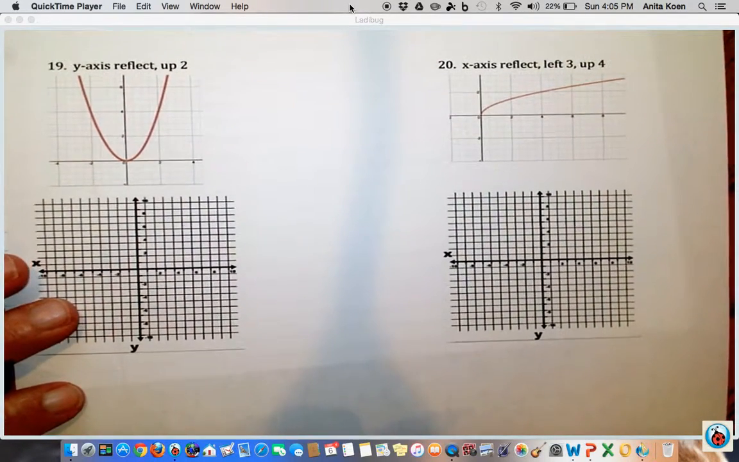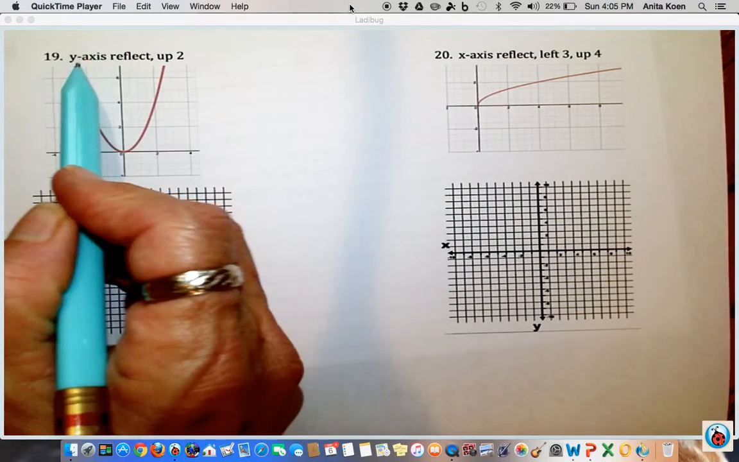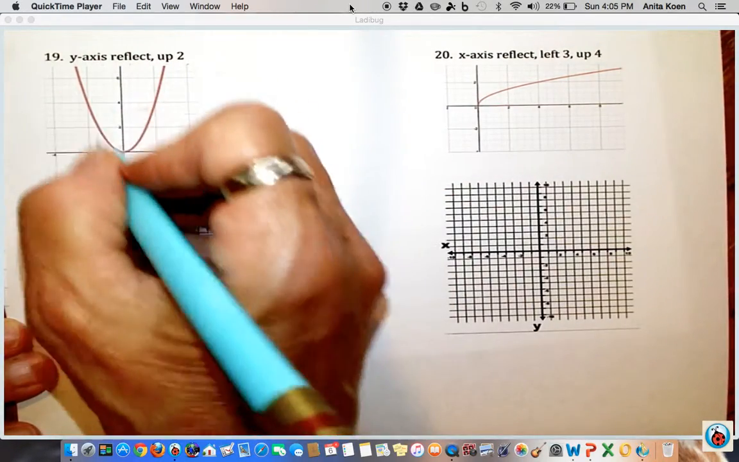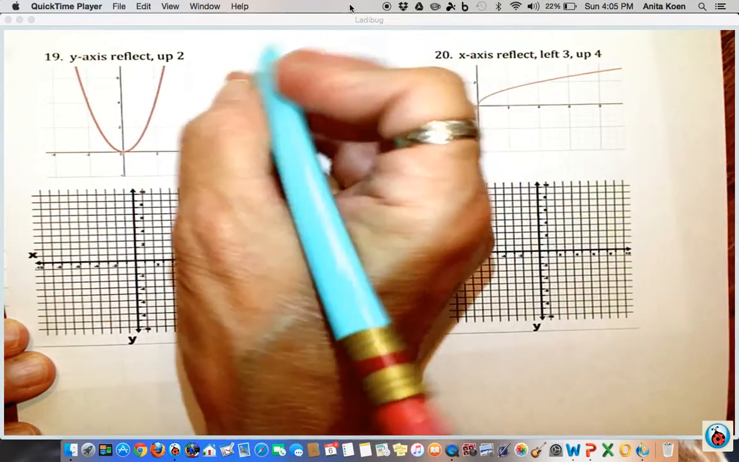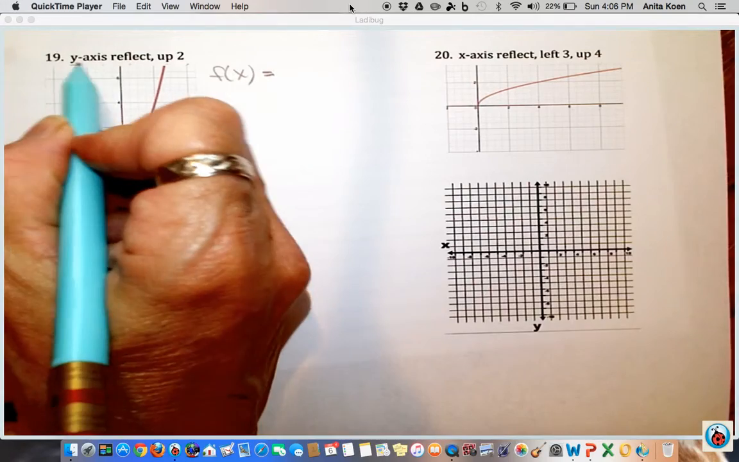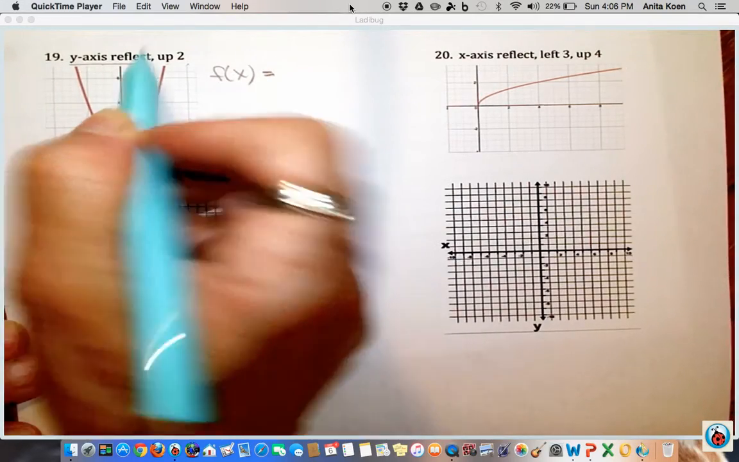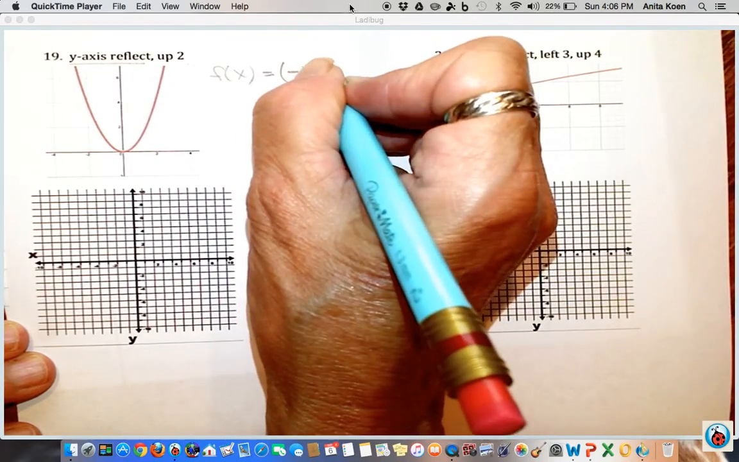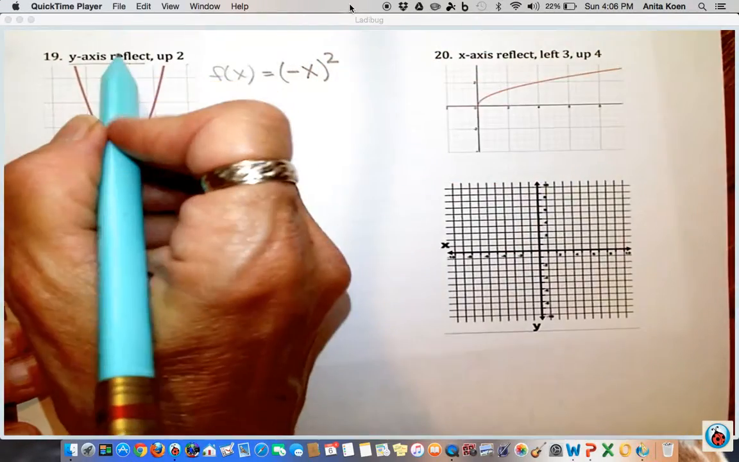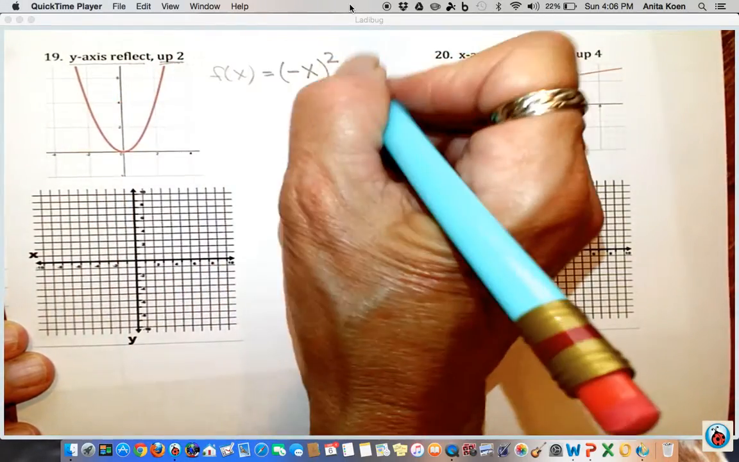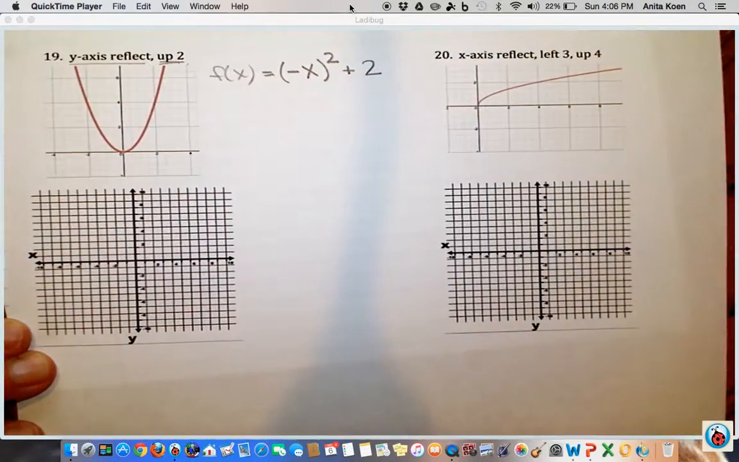Here's problem 19 and 20. So we have a y-axis reflection and we're going up 2. This is the quadratic function. So f of x equals... y-axis reflection is on the inside of the function. So negative x on the inside of the function squared because it's the quadratic function, and then up 2 is plus 2 on the outside of the function.